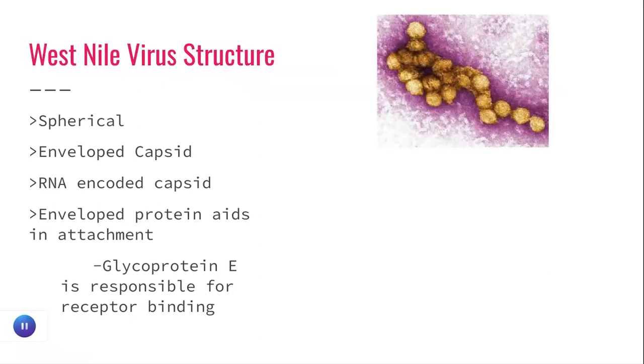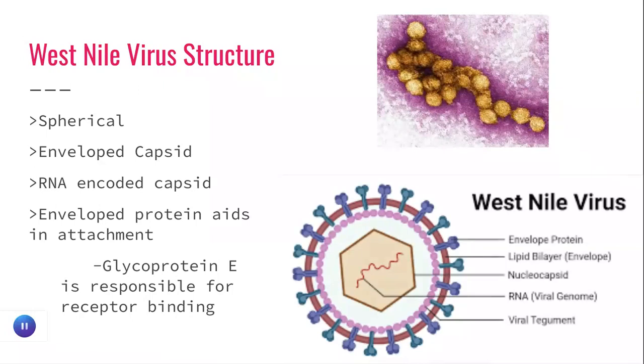The structure of this virus is spherical, with an envelope capsid with proteins that aid in attachment. Specifically, the glycoprotein E is responsible for receptor binding, and it has an RNA encoded capsid. As you can see in this picture, you can see the envelope protein, the lipid bilayer, and that reddish purple color, the nucleocapsid, the RNA genome, and the viral tegument, which kind of looks like little bubbles almost.